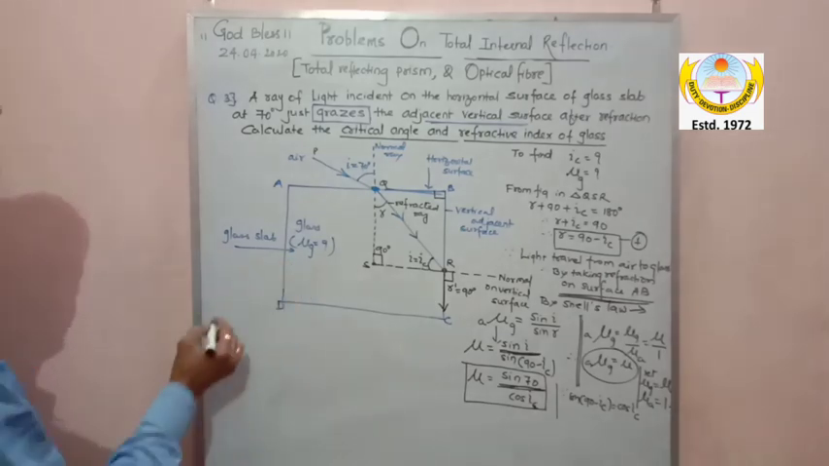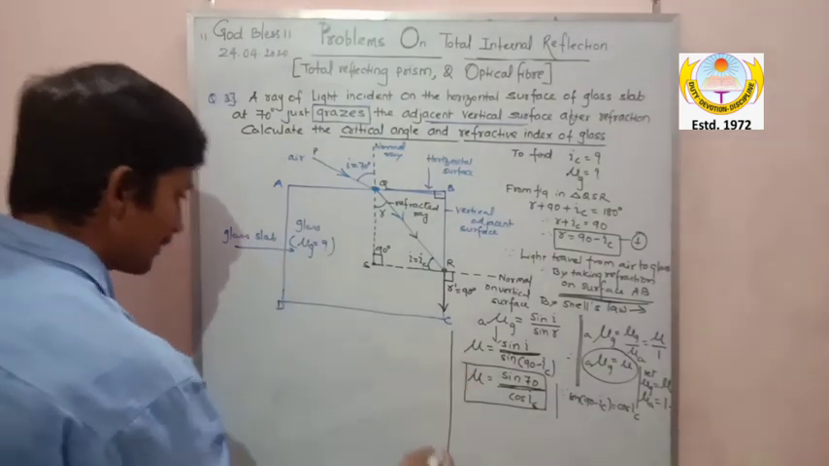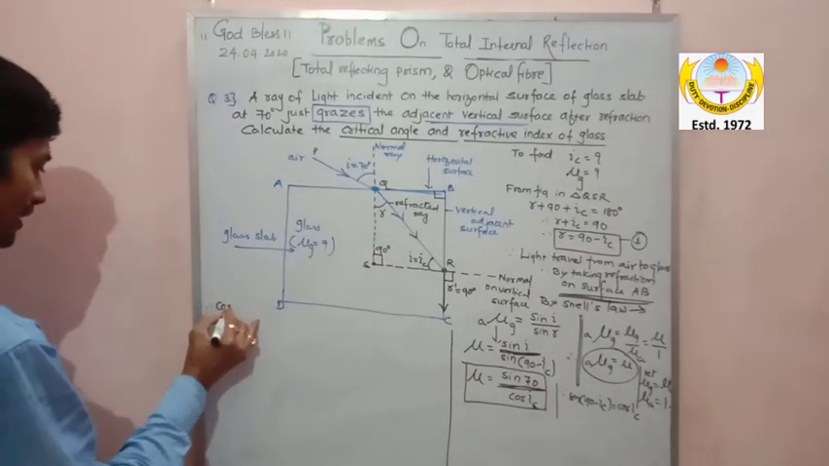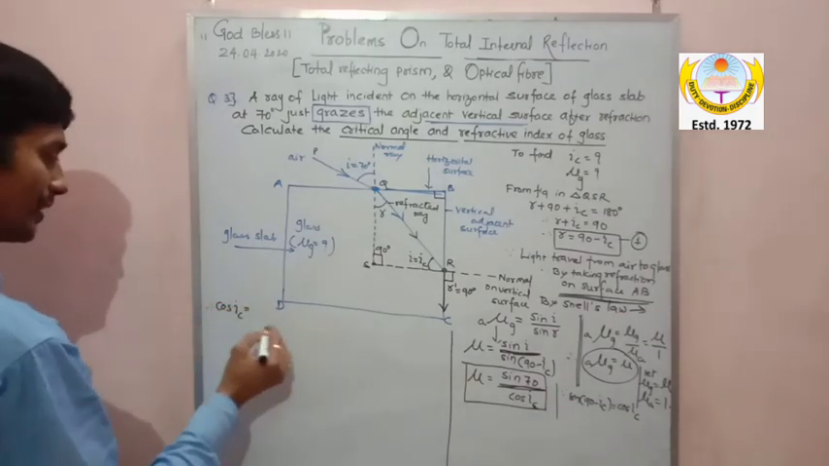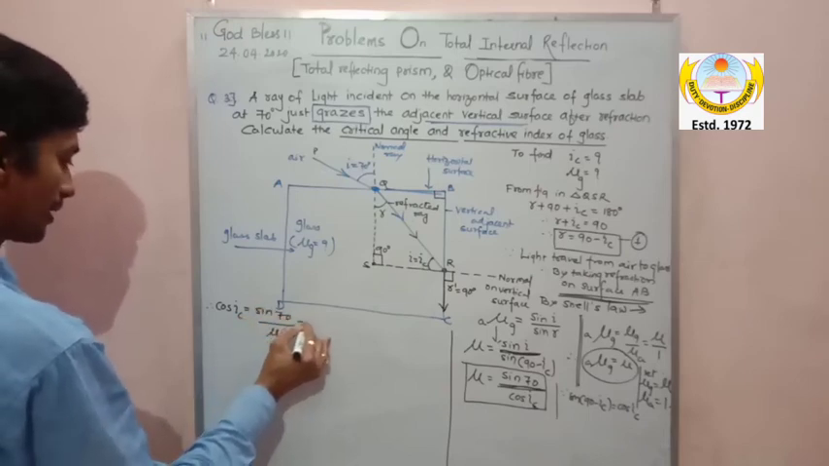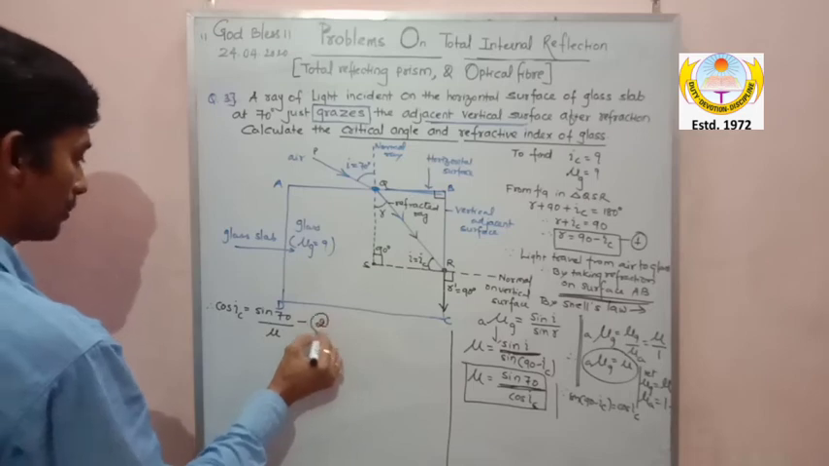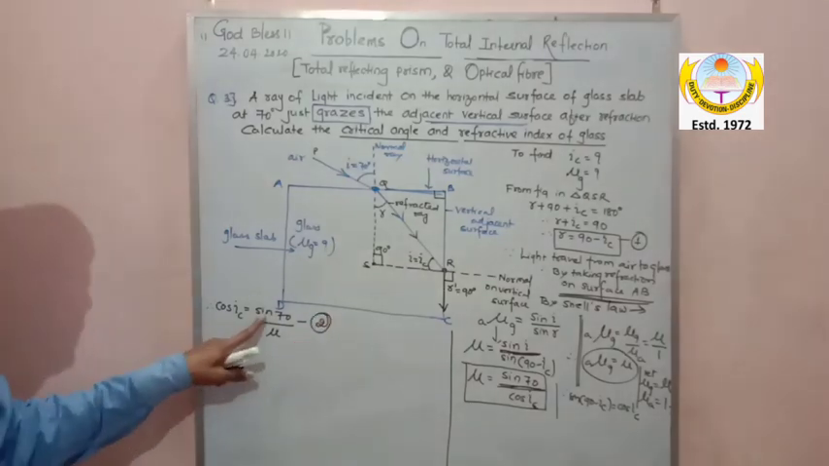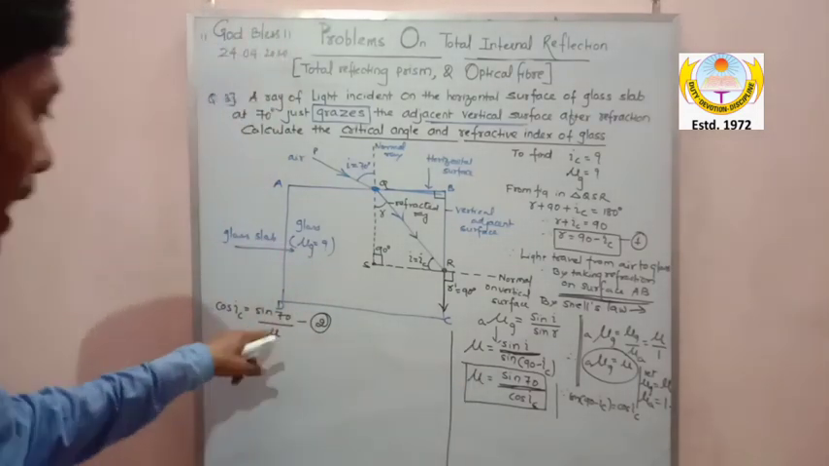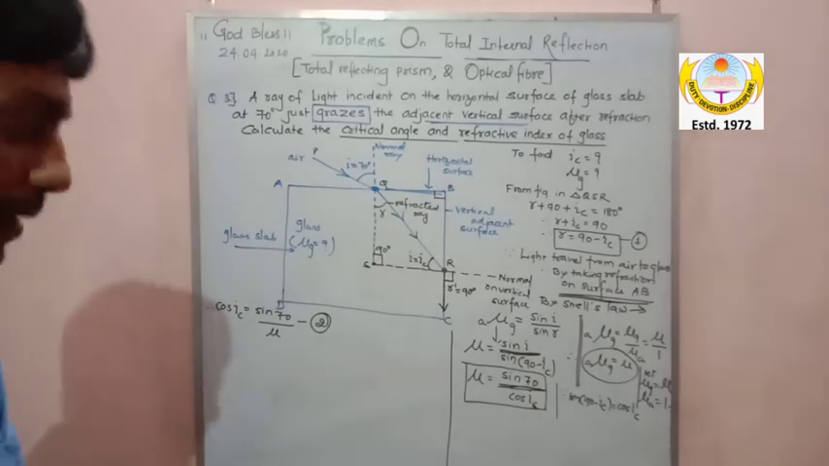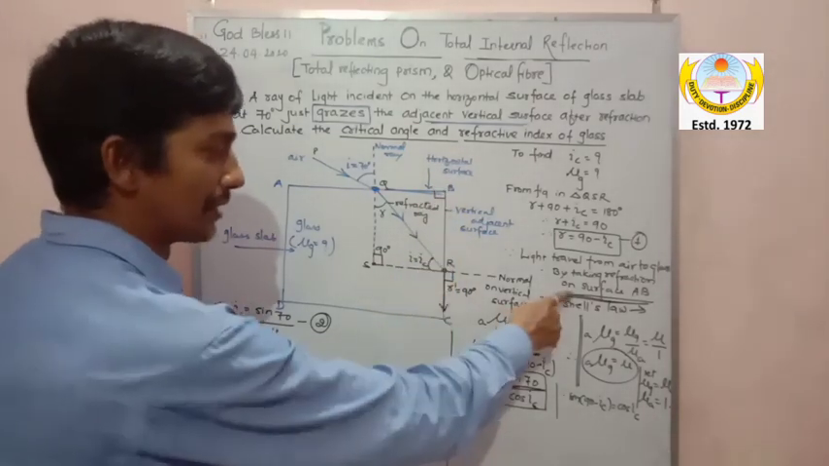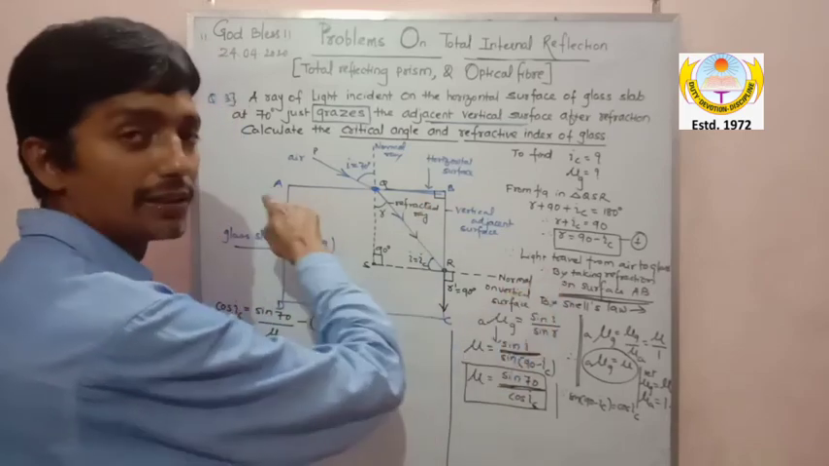So from here I can say, therefore, what is cos IC? Cos IC is equal to sin 70 divided by mu. This is my equation number 2. Now I don't know the rest of the values, so I will leave it here. Now let us go to the refraction taking place on the other surface. This is the first refraction taking place on the horizontal surface.